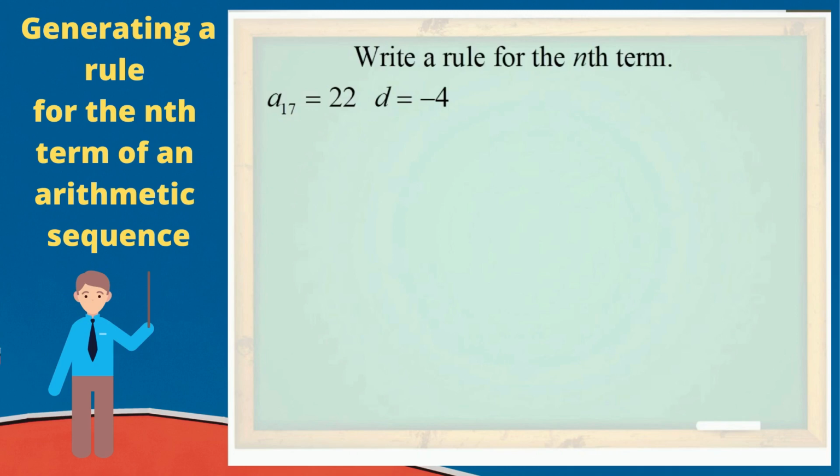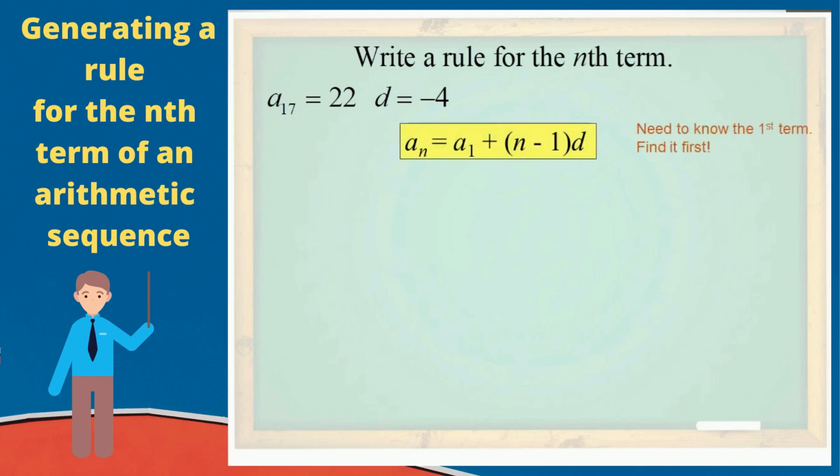Okay? Then, in order for us to find the value of the first term, we are going to use the general rule. Okay? So, substitute the given values. For a sub n, we are going to use a sub 17.